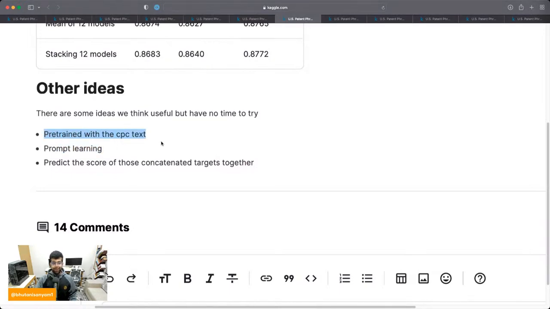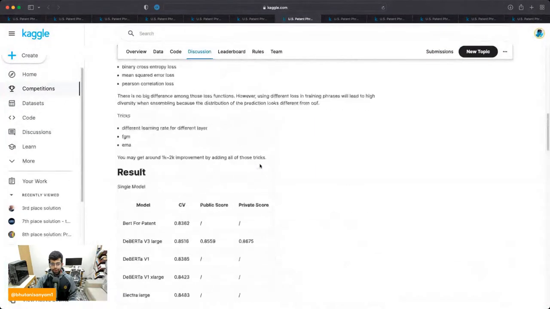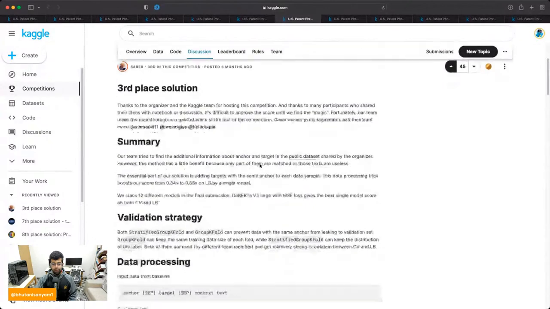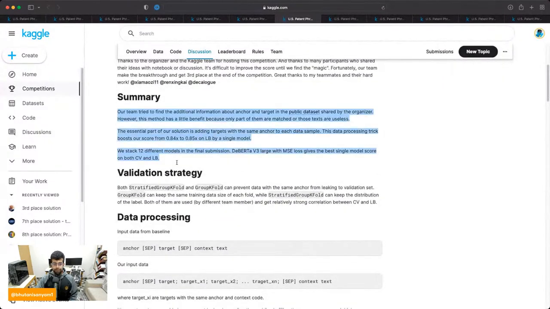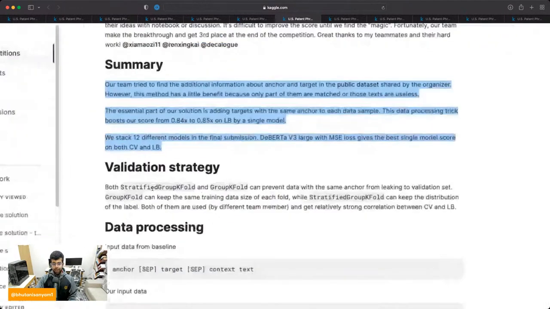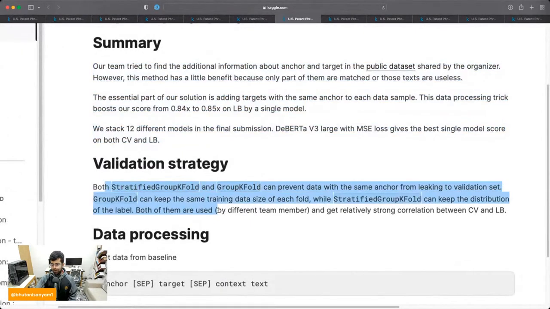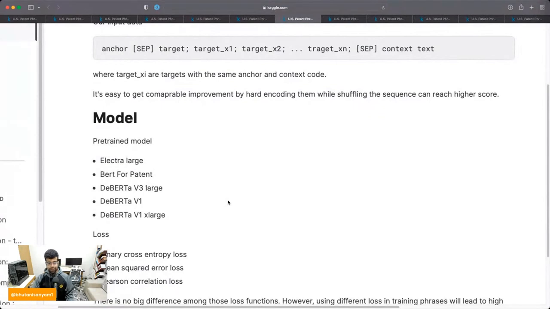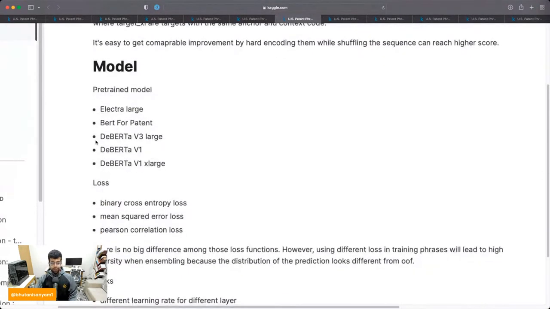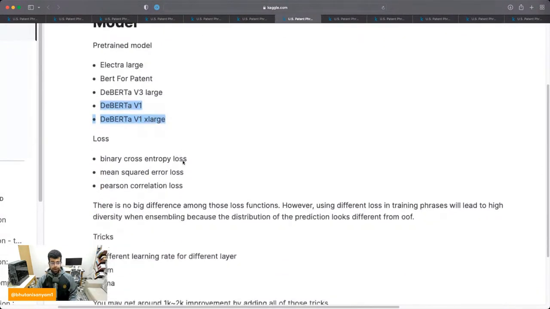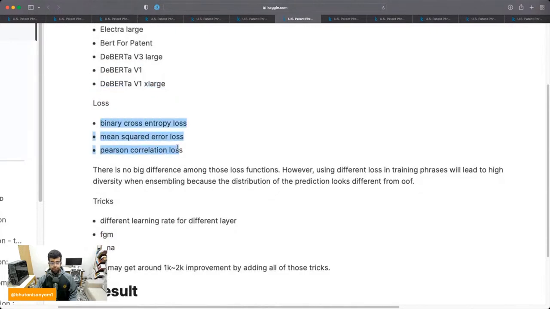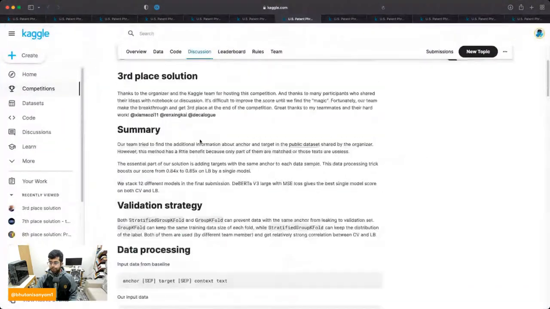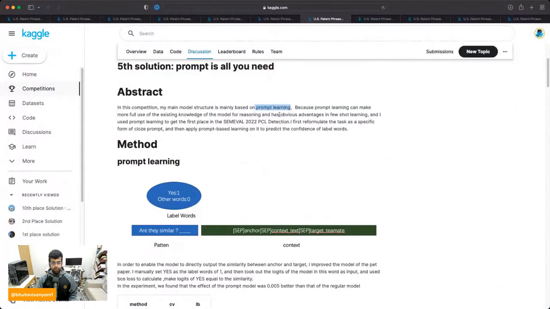Pre-training on the public data set. They did not try these approaches. So in summary, they used the magic trick and they had a nice validation strategy where they made sure there was no leakage. Apart from that, we can see that the backbones are similar, except that they also used V1 backbones and they worked with two more loss functions. So this was the third place solution.